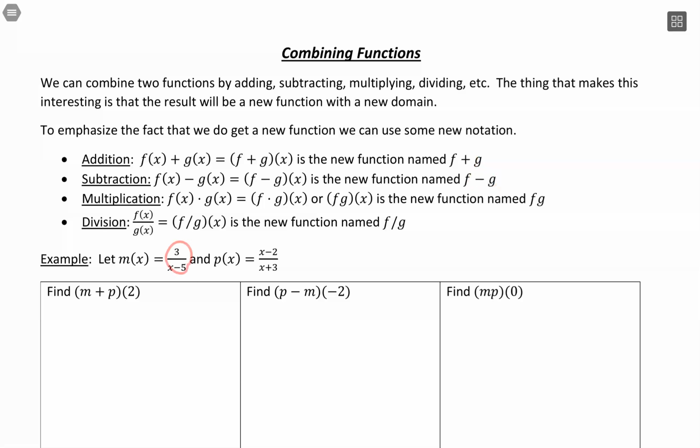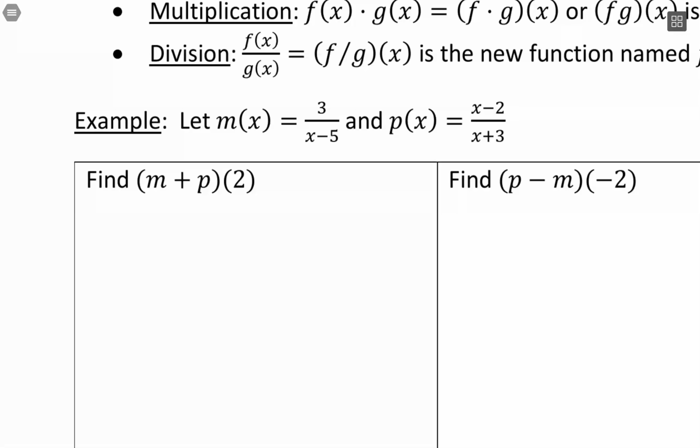So let's look at some examples here. We're going to look at examples with some rational functions. With that, I'll also give a warning. We're going to do some fraction review here because we can always use a little review of fractions as well. Alright, so we have m of x and p of x. So we just want to make sure which letter relates to which function so that we keep those in order.